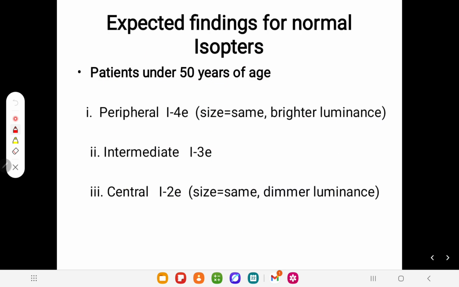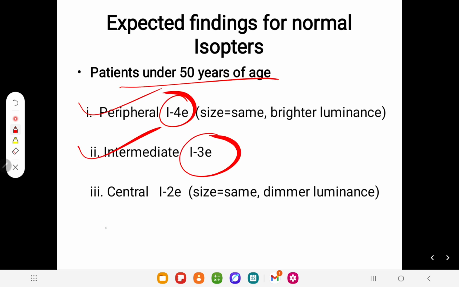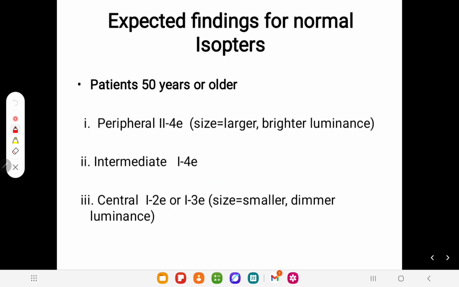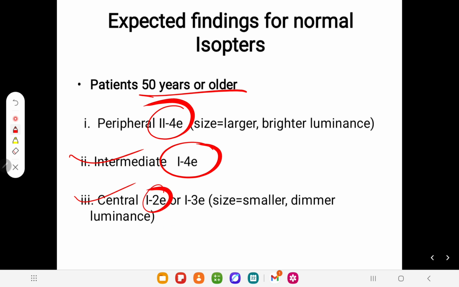So, the expected finding for normal isopters. What do you expect from normal isopters? For a patient under 50 years, periphery by this, intermediate by this, central by this. For a patient 50 years old, periphery by 2 4E, intermediate by 1 4E, central by 1 2E, 1 3E.